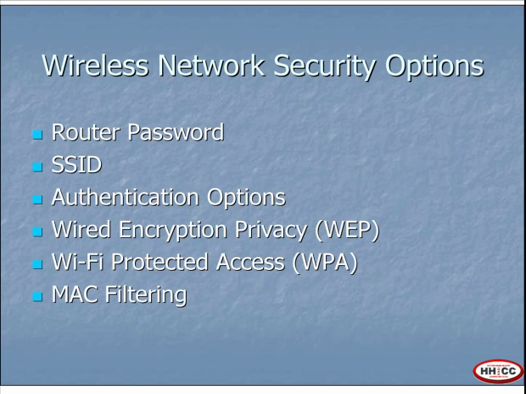Wireless networking security options are probably the most important item to pay attention to. They are the least configured and the most vulnerable area for the typical wireless user. The topics we'll cover are router passwords, the SSID or your wireless access point ID, the authentication options available, the wired equivalence privacy security keys, the Wi-Fi protected access key, WPA, and MAC filtering.